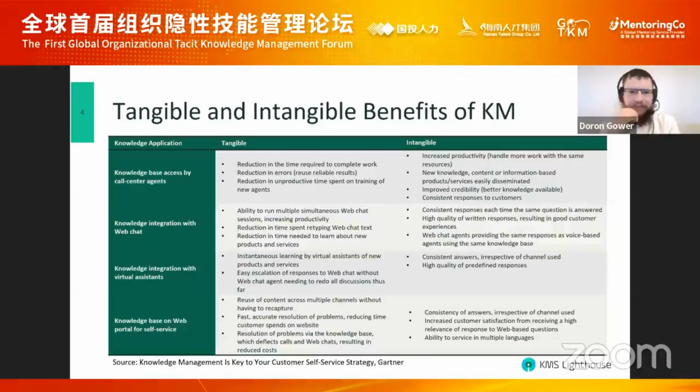This is based off some research that was conducted by Gartner, where we take these 4 different use cases. Call center agents or web chat, virtual assistants, self-service portals. If we're able to centralize these use cases, these touch points, with a knowledge management platform and methodology, then we can receive these tangible, measurable benefits, and also these intangibles, these unmeasurable benefits that are really powerful for an organization. So let's go through a few of these that we can see here.